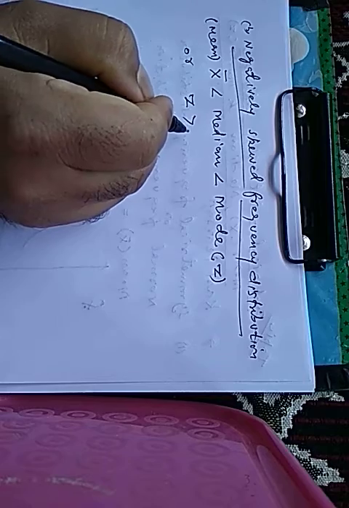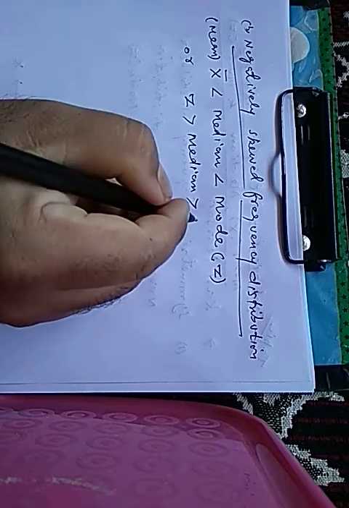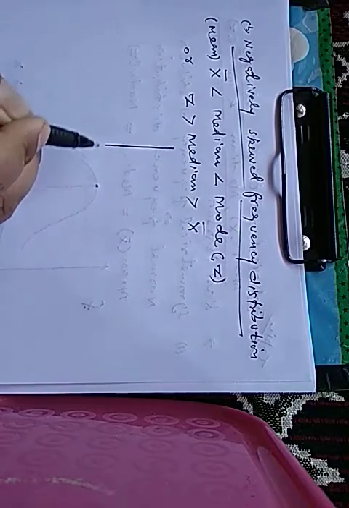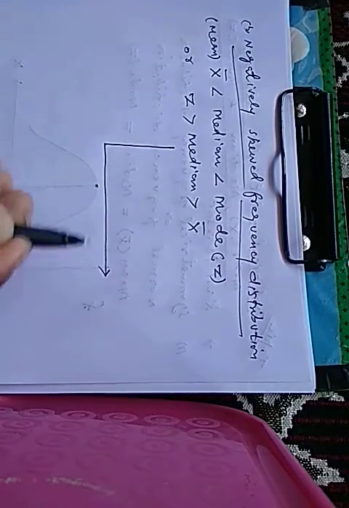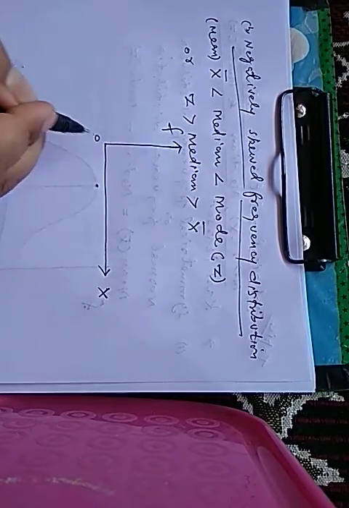Mean x bar and mode denoted by z. Or in other words, mode will be greater than median and arithmetic mean. And the shape of the frequency curve will be like this. On the vertical axis frequency, on the horizontal axis value of variable.